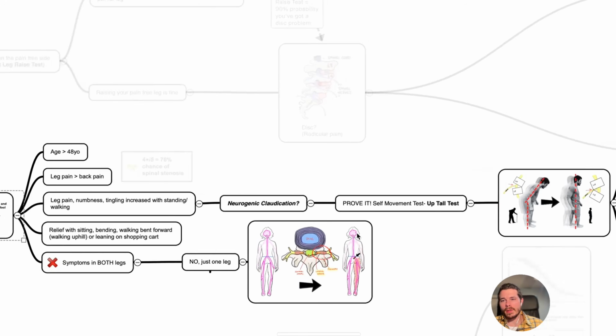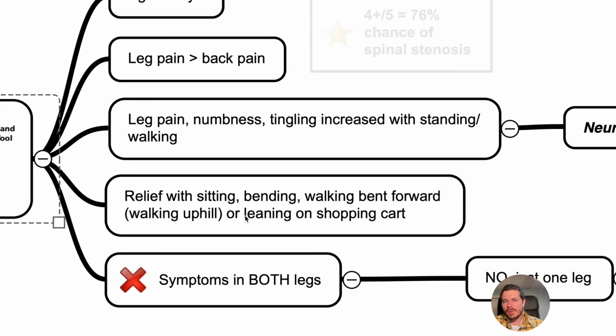All right, so final things. Relief with sitting, bending, walking bent forward, walking uphill, or leaning on a shopping cart. It's possible, as you just learned, leaning on a shopping cart may make you feel better, not because it's opening the spaces where the nerves travel, but because it's taking the strain off your lower back muscles. Try ditching the shopping cart and pulling your hips underneath, the up tall test. But again, if you have spinal stenosis, you should get relief with sitting, bending, walking forward. And it should make you worse to walk up tall.